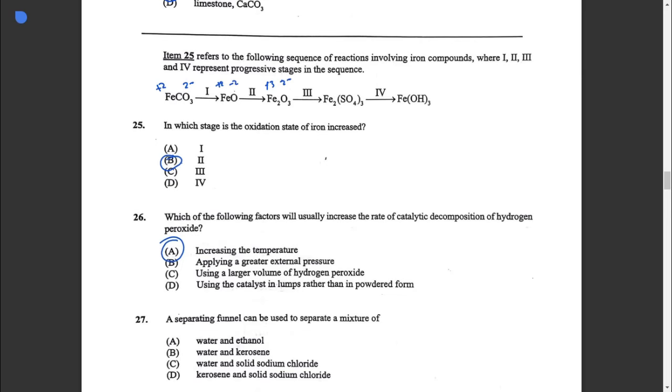The molecules now possess more energy to move about faster, and moving about faster would result in more frequent collisions. More frequent collisions result in an increased rate of reaction.